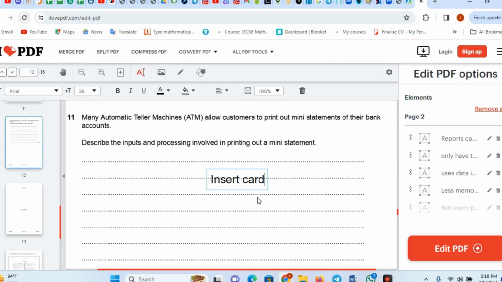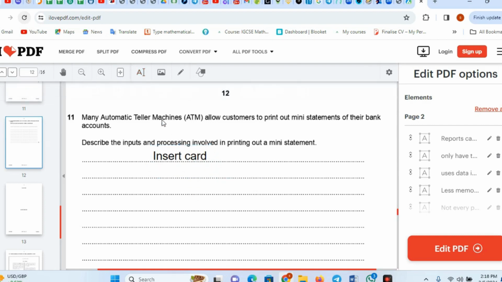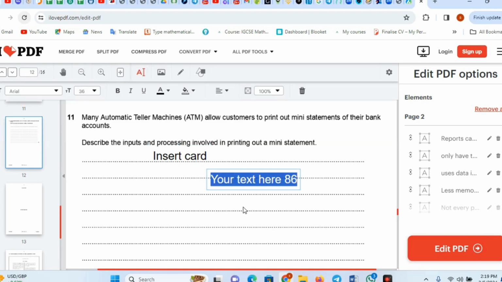Then after inserting your card, what happens? The system reads the details on the card. And that is when you put in your ATM card, after loading it, it starts reading the details. The system reads the details of your card.